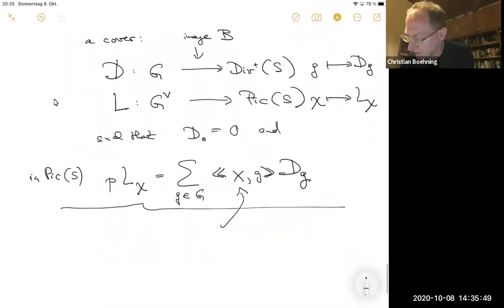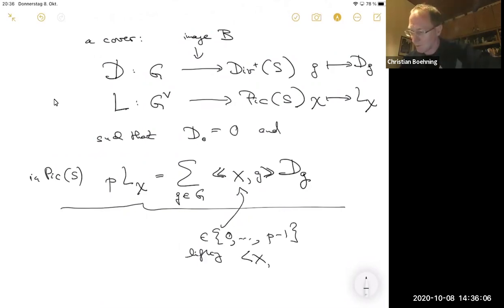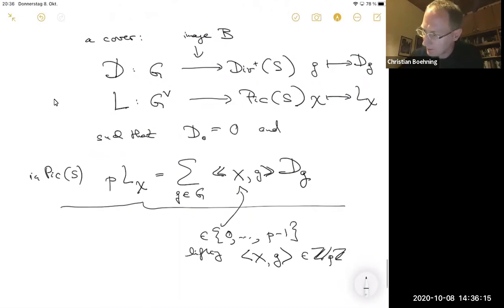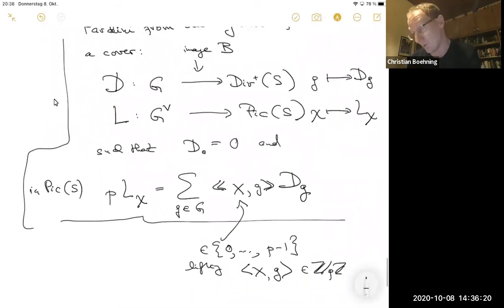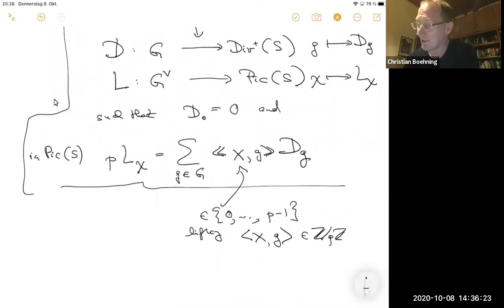And this thing here is just an integer in the set from 0 to p minus 1, lifting the natural pairing between characters, so lifting this number in Z modulo pZ to Z. Yes, so you need this, and, I mean, you need more eventually.